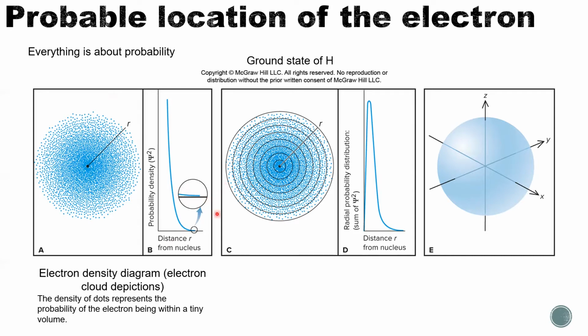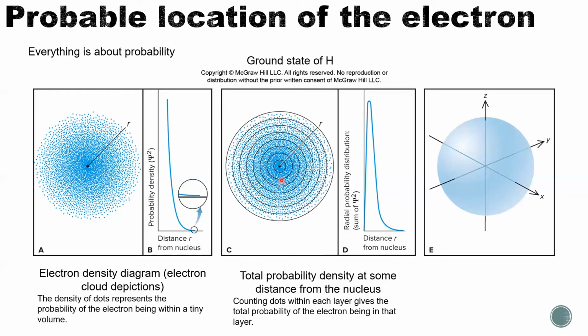If we move to panel C, the central one, you can see it's similar to the electron density diagram, but we have these rings around the center. This is the total probability density at some distance from the nucleus. These rings mean each layer, and the corresponding diagram in panel D is counting the dots between the neighboring rings.